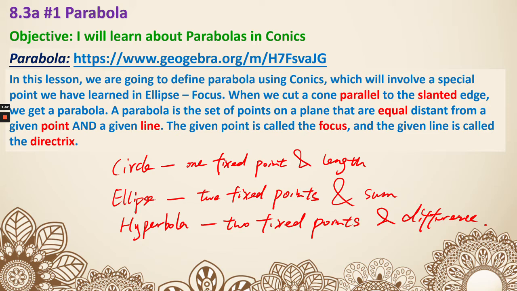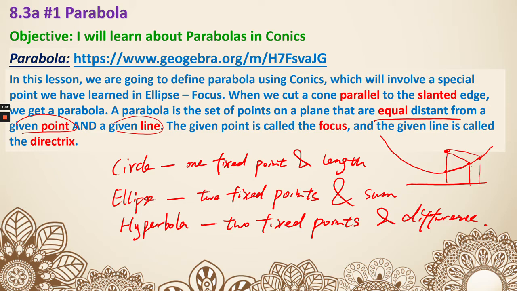Parabola is the set of points on a plane that are equal distance from a given point and a given line. So this time we have a given point and a given line. The given point is called a focus, and the given line is called the directrix. So here's the basic idea. We have a point, we have a line. Let's say the midpoint here, and the same distance, we get a point here, same distance, we get a point here, and we connect it around, and we are going to get a parabola. That's the basic idea.